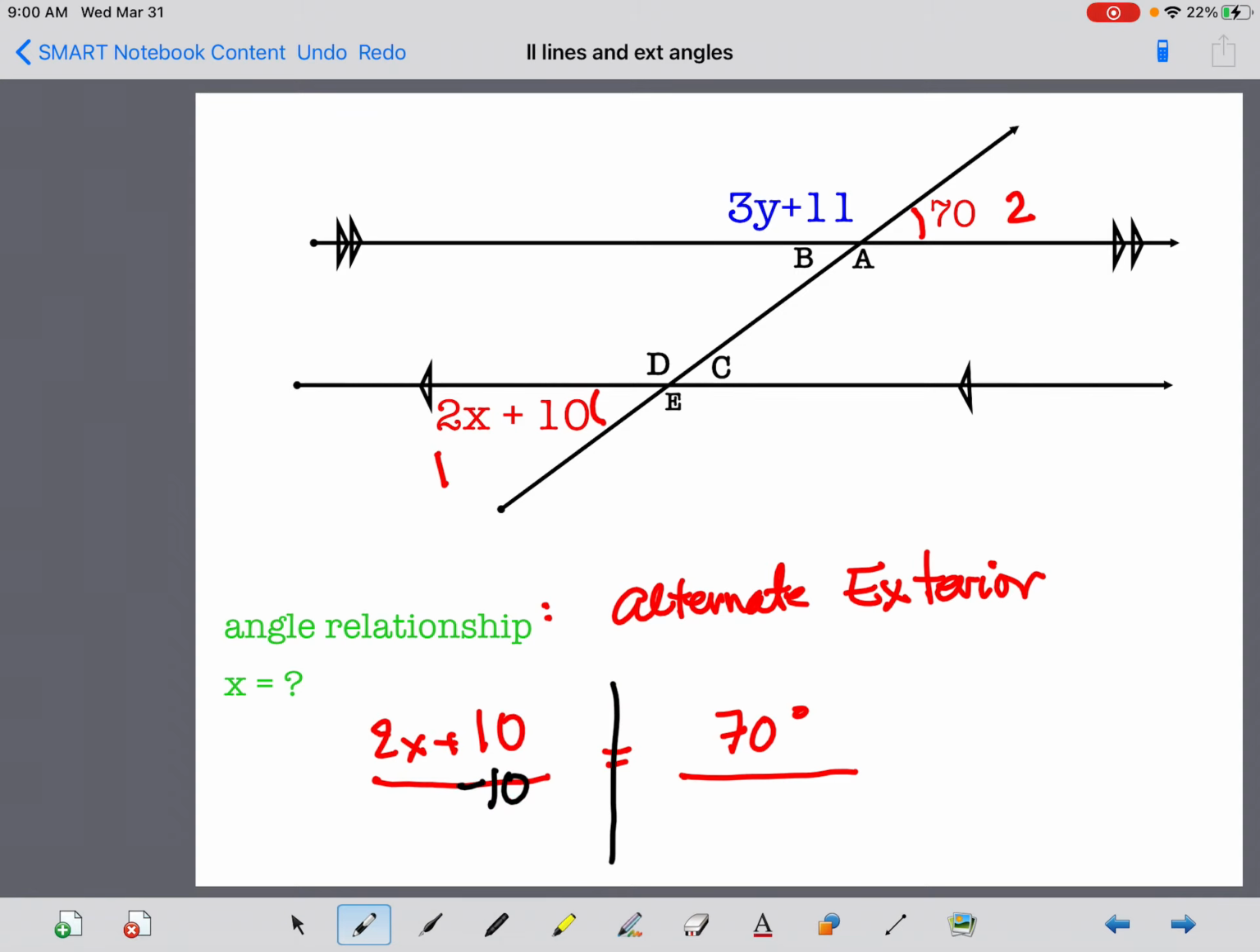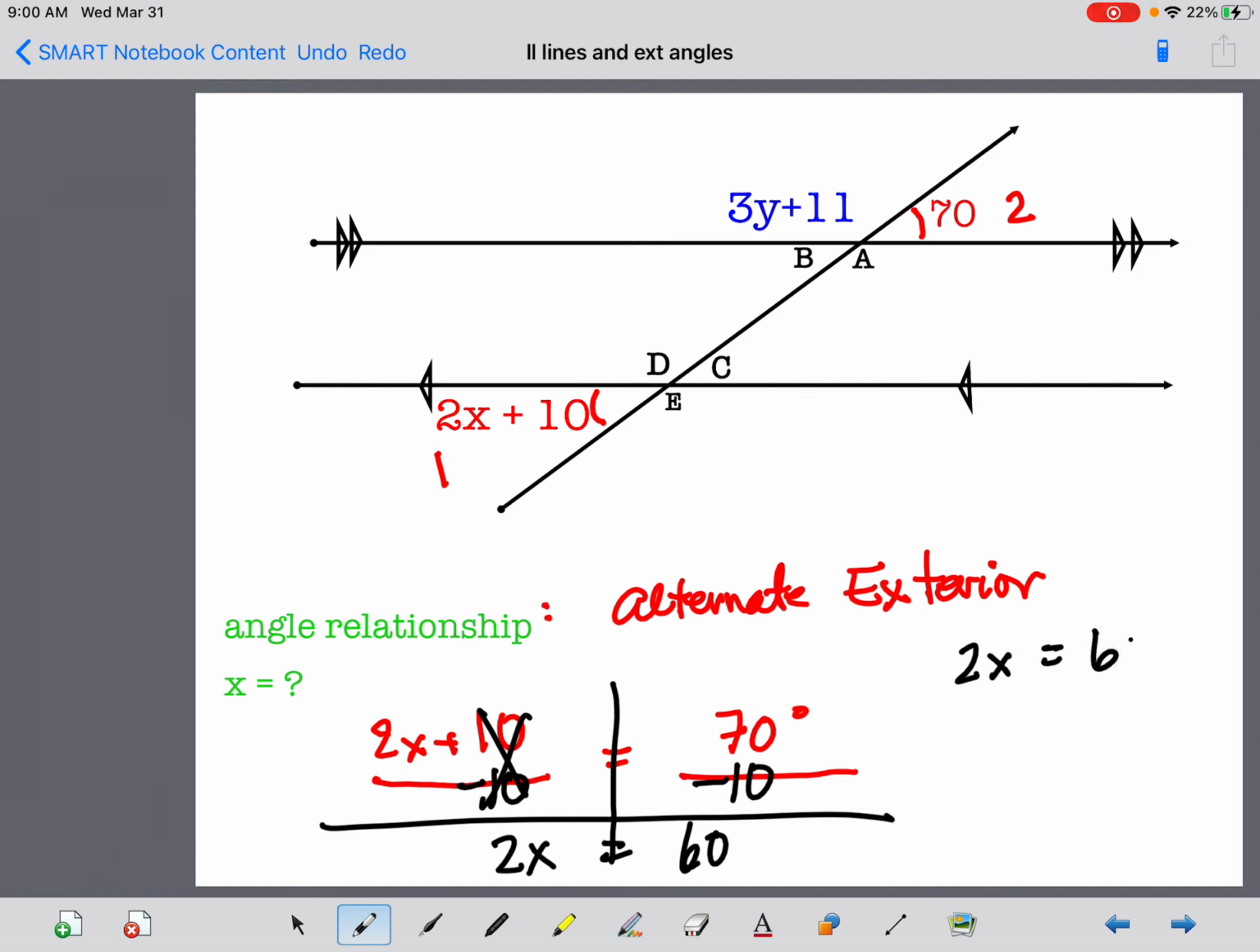So I subtract 10 from both sides. This is going to go away. 2x is equal to 60. And I'm running out of room here. Let me rewrite this. 2x is equal to 60 now. And so in order to get x by itself, I'm going to divide by 2. And x is equal to 30 degrees. So now I know that x has to be 30 degrees because this angle over here has to be equal to 70 degrees.